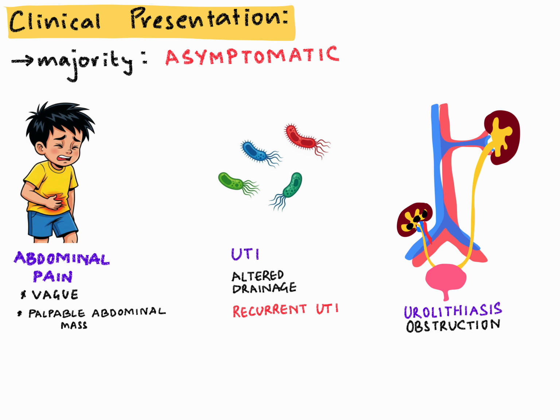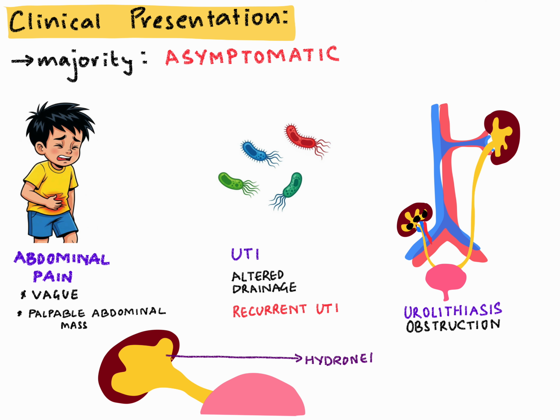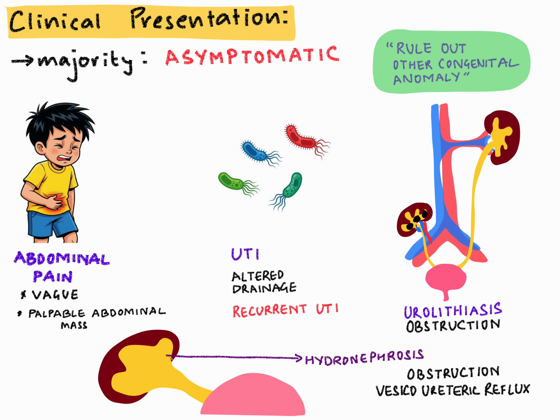Urolithiasis, kidney stones. Stasis of urine can lead to stone formation. Hydronephrosis, obstruction at the ureteropelvic junction, UPJ, or vesicoureteral reflux, VUR, can cause the kidney to swell. In fact, VUR is a commonly associated anomaly. It's also important to remember that ectopic kidneys can be associated with other congenital anomalies, particularly in the genital, cardiovascular, and skeletal systems.